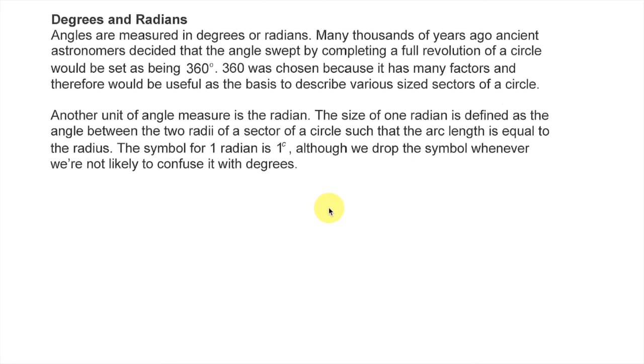So in that way, to represent different fractions of a circle, the 360 degrees in a full circle makes a lot of sense to us. But what about a radian? What does that mean?